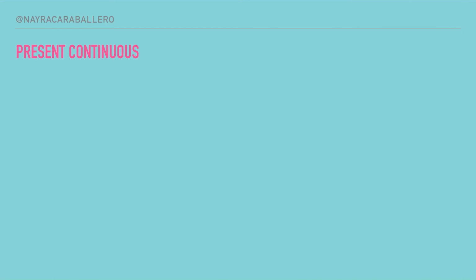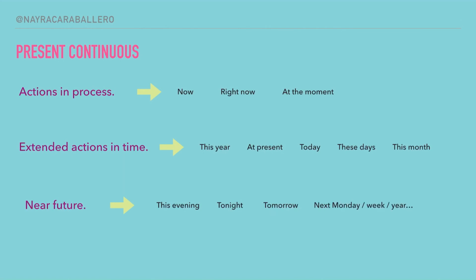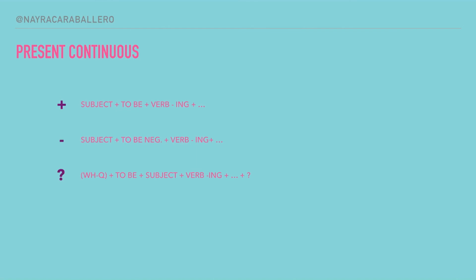Present continuous is used to talk about actions in process, extended actions in time, or near future. And we also have some keywords to help us. For example, now, right now, at the moment, or this year, at present, today, these days, this month, this evening, tonight, tomorrow, next Monday, next week, next year. And the structure is also very, very easy.